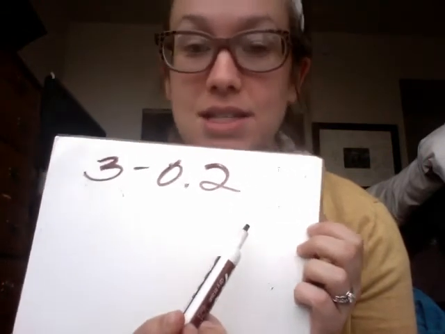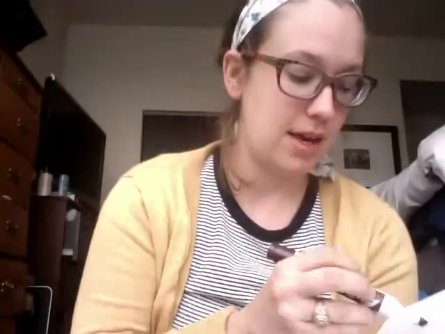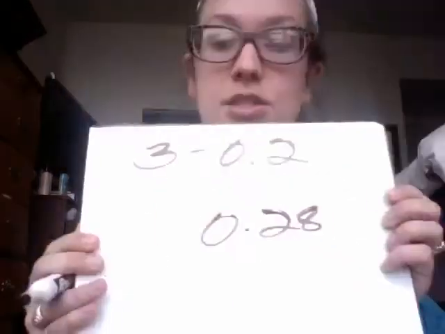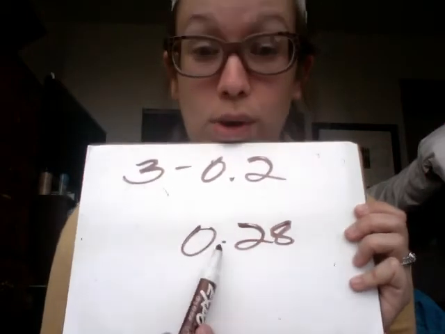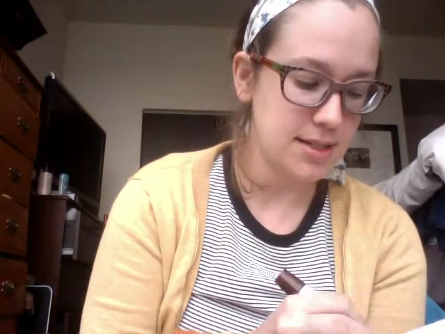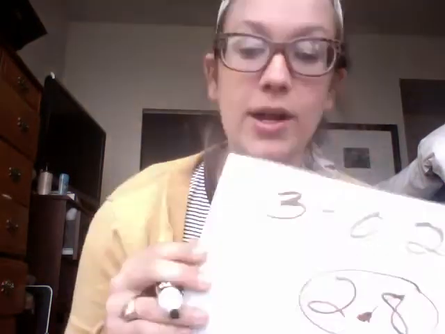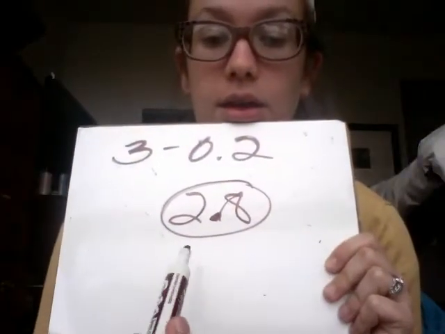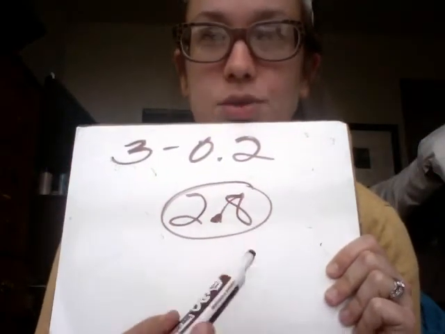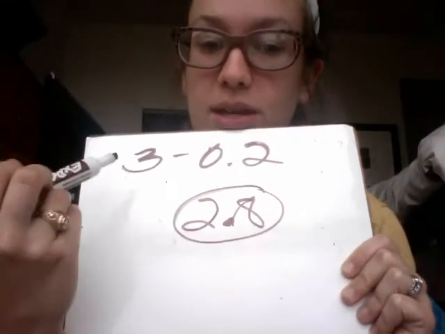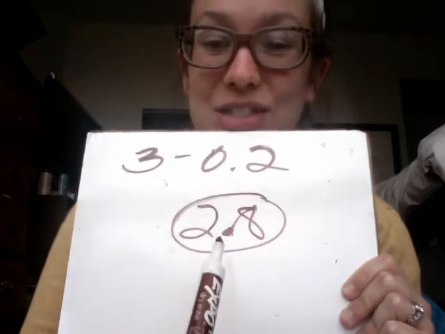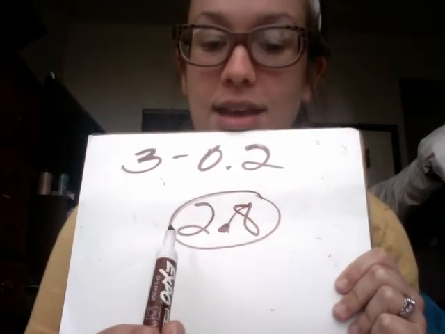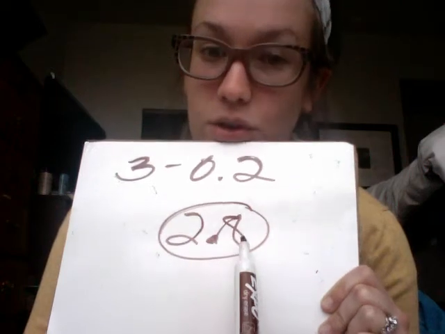Here, though, it would not be this, right? That's not 28 tenths. That's 28 hundredths. That would be wrong. 28 tenths is the same as 2.8, right? Because we would do the opposite after we did this problem. We would rename 20 of our tenths to be 2 ones, and then we would have 8 tenths left over.